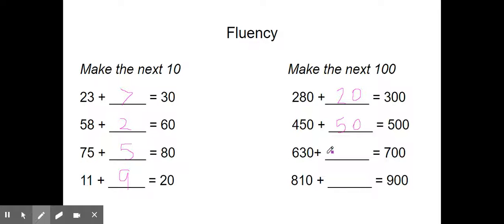630 plus blank equals 700. 30 and 70 are partners to 100. 810 plus blank equals 900. 10 and 90 are partners to 100. Great job.